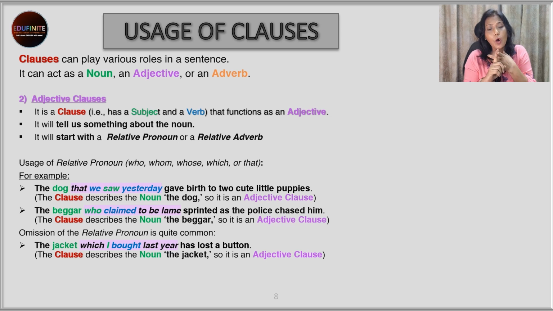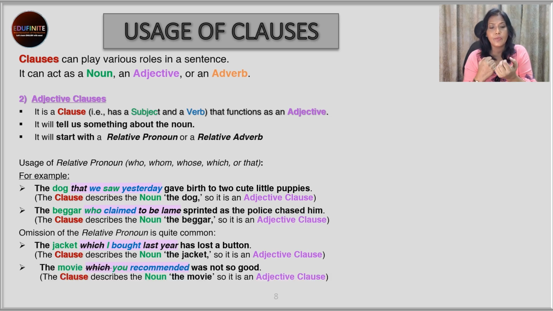But we can omit the word which and we can just say, the jacket I bought last year has lost a button. That makes complete sense. So sometimes what we do is we omit the relative pronoun, especially which.